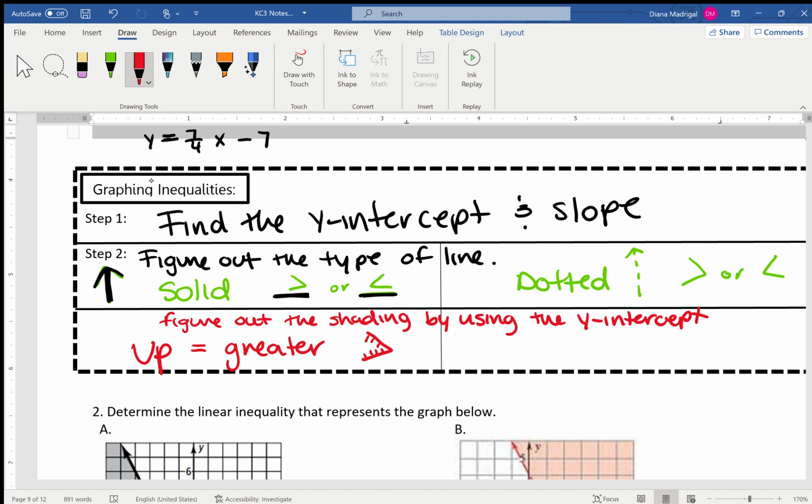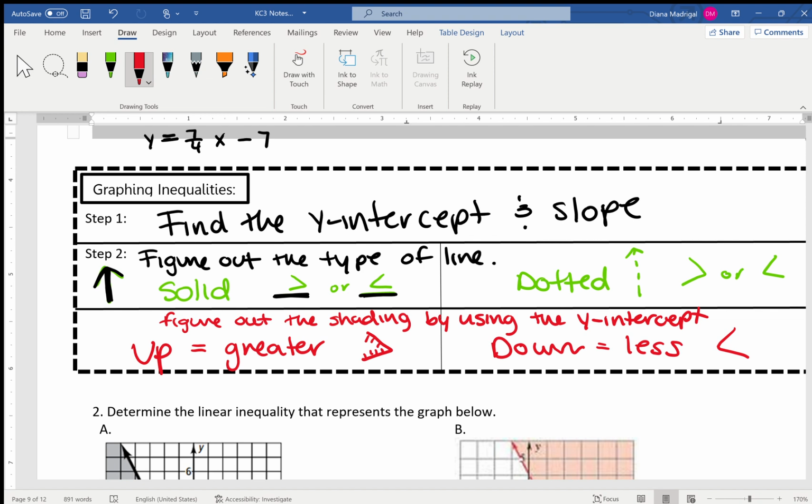Then you're also going to be shading down, and those are less than. Again, less means when your little point is facing that way, so it's less. So greater is when the mouth is open, and less is when the mouth is facing the other way. So very, very important that you understand that.